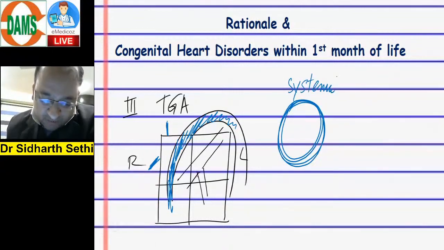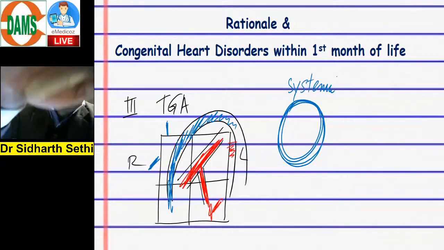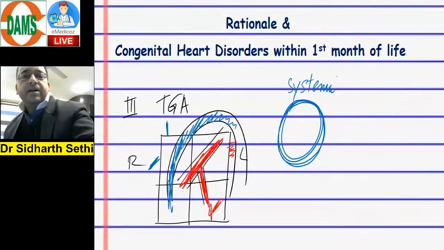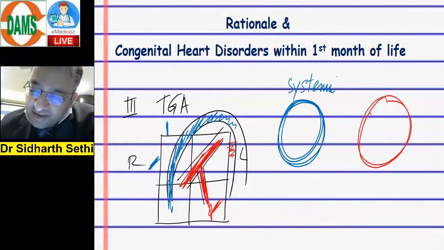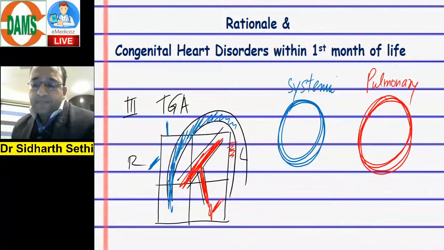The pure blood comes to the left side in TGA and goes back to the lungs. So TGA has two circuits, a systemic unoxygenated and a pulmonary oxygenated.